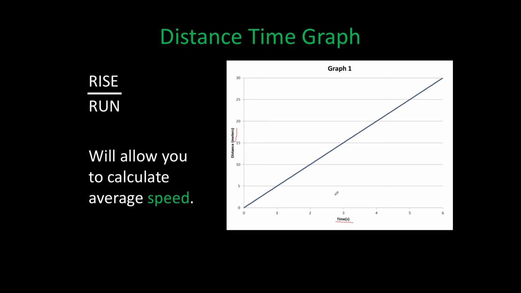When you see a distance time graph like this, you can do a calculation to find out the average speed that this particular object was traveling. And we do that with a rise over run, a rise divided by a run. For this particular graph, the rise is 30 meters. 30 meters divided by the run. The run is this x-axis here all the way to 6, so 6 seconds. And if you do 30 divided by 6, you should end up with the answer of 5 meters per second. So that is the average speed of this object. And you can calculate it on a graph using rise over run.